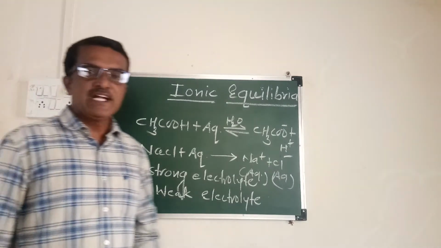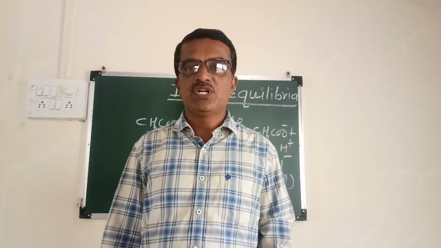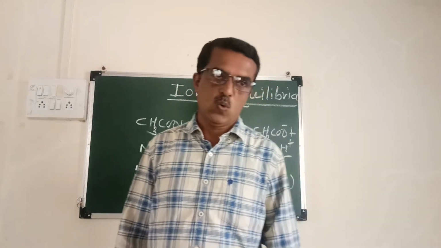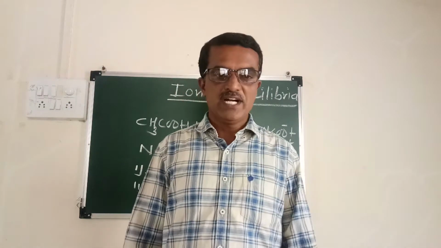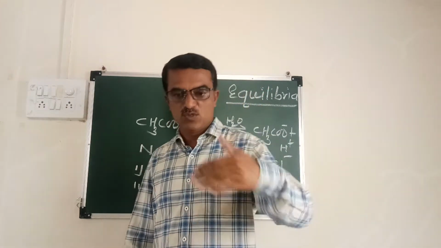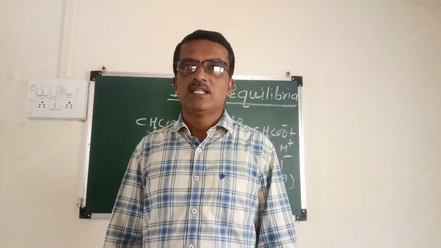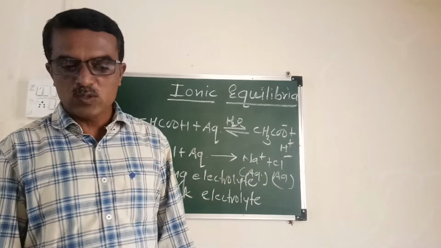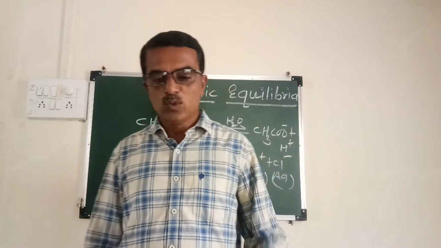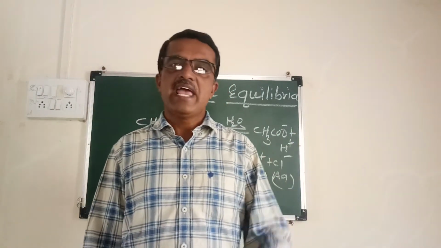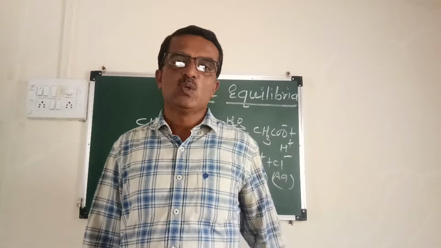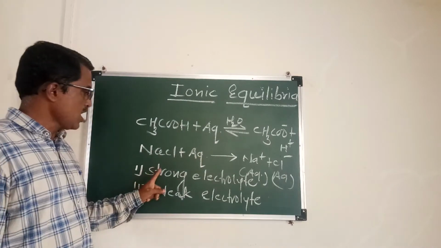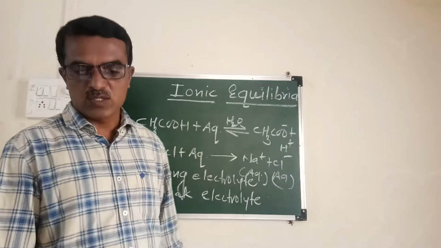Strong electrolytes are those which dissociate completely when dissolved in water. The example of strong electrolyte is NaCl. When it is dissolved in water, it dissociates completely into Na plus and Cl minus ions. Non-electrolytes are those which do not ionize and exist as molecules in the solution. That is the distinction between non-electrolytes, strong electrolytes and weak electrolytes.